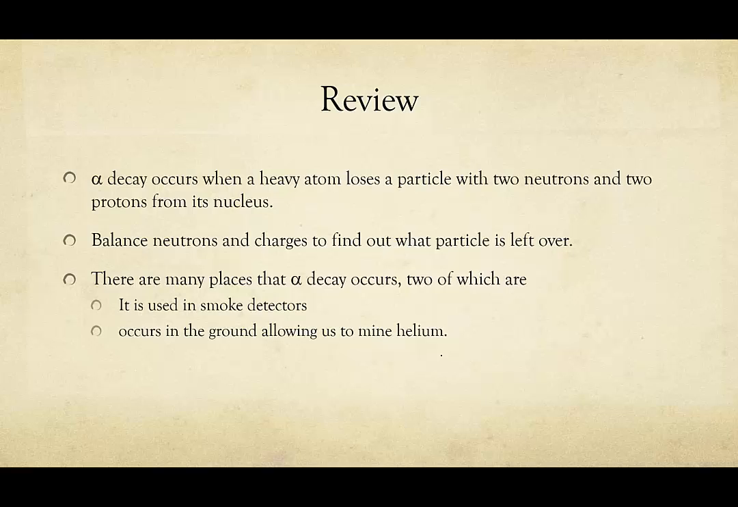As review, alpha decay occurs when a heavy atom loses a particle which has 2 neutrons and 2 protons from its nucleus. We can balance the neutrons and charges to find out what particle is left over. There are many places that alpha decay occurs around us, but the 2 that we talked about are in smoke detectors and occurring in the ground, allowing us to actually mine helium.